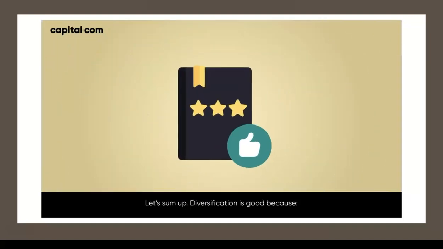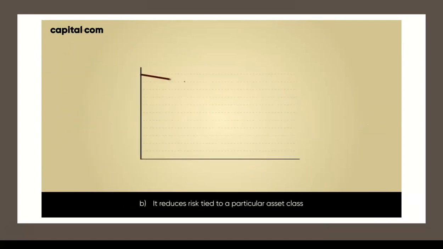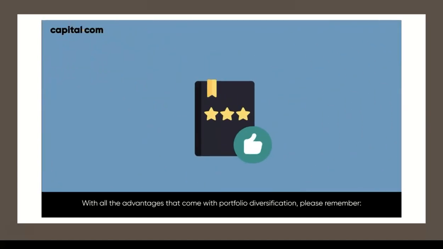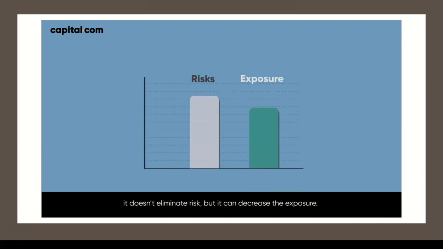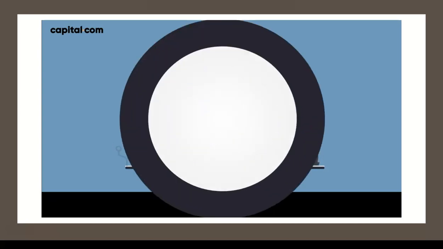Let's sum up. Diversification is good because it makes an investor less dependent upon one asset class. It reduces risk tied to a particular asset class. When one asset falls in value, another often rises. With all the advantages that come with portfolio diversification, please remember it doesn't eliminate risk, but it can decrease the exposure. You only spread the risk, not get rid of it entirely.